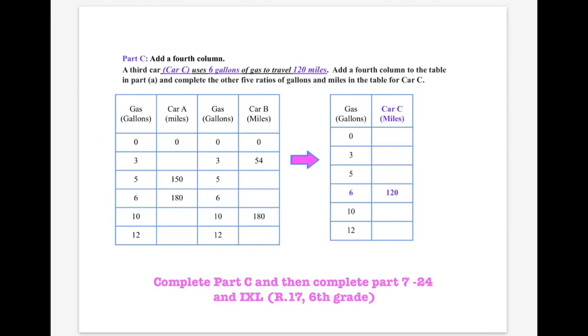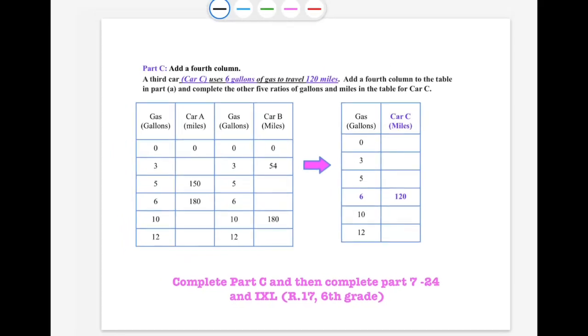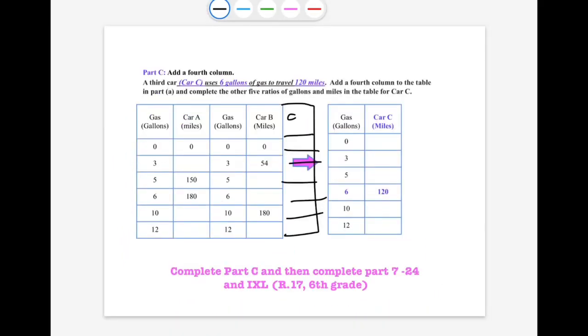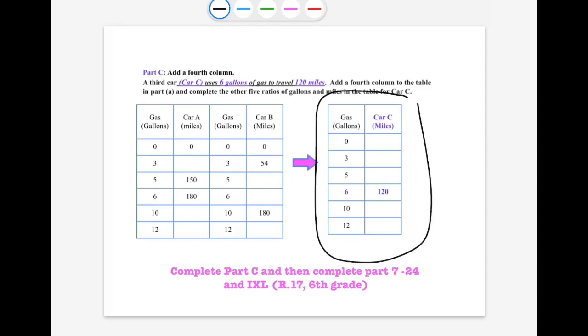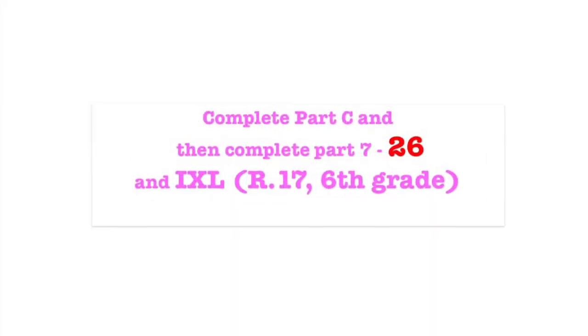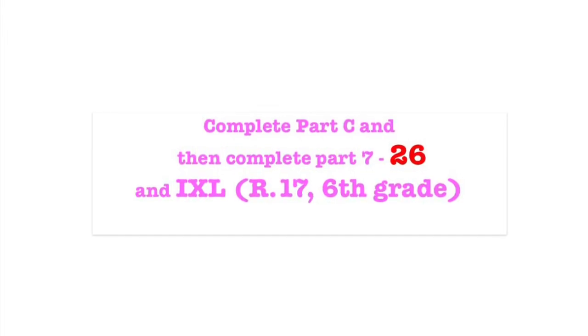Again, you can add the 4th column. So that is what they mean by adding that 4th column. But again, I think some of you need to be a little bit more organized. So I think it would make more sense if you made an extra table with gallons and gas. So then your extra table or your new table would look like this. It's the same gallons of gas as car A and car B has, but now you have a third car to work with. When you're done with part C, move on to 7-26.